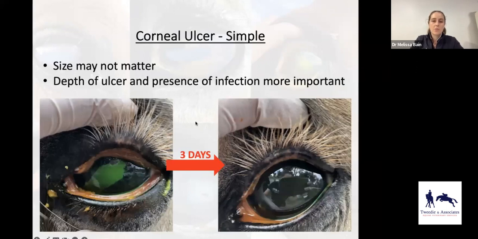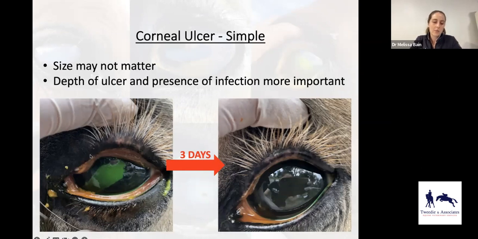So this is an example of a simple ulcer. It's a case of size doesn't matter. The depth of the ulcer and the presence of infection are generally more important. So here we can see that's the same horse with that really swollen eye, that there's a really big area of stain, that fluorescein stain uptake.